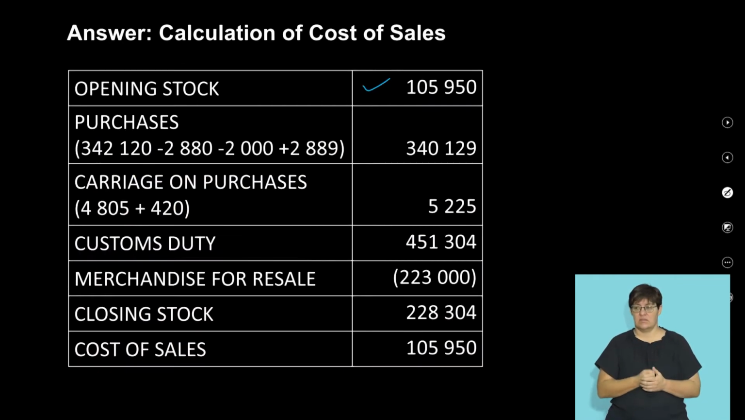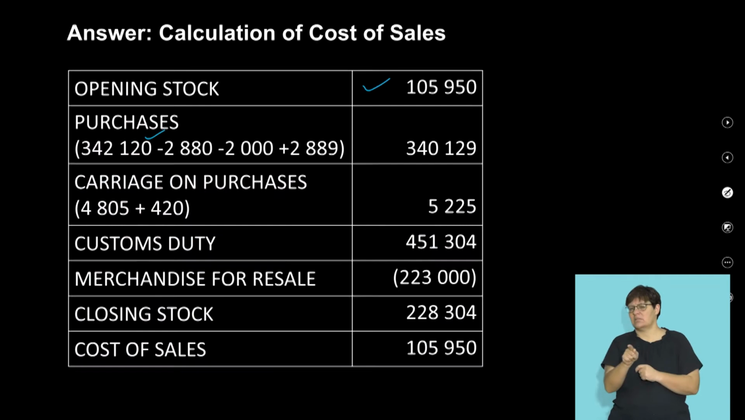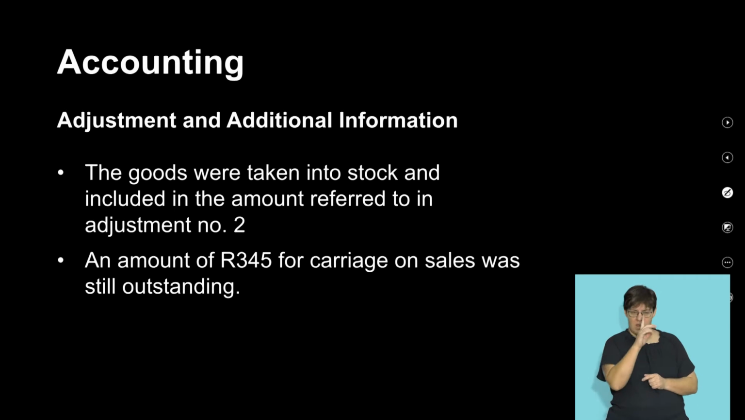Right. Remember, with purchases now, you have to do an adjustment. Why? Because there were certain adjustments on your purchases. Number 1, you start off with a given figure of 342,120. That's that figure there. Then you look at your adjustments. What were my adjustments? Remember, they told you that there was a donation of some sort. Let's look at the adjustments to identify.